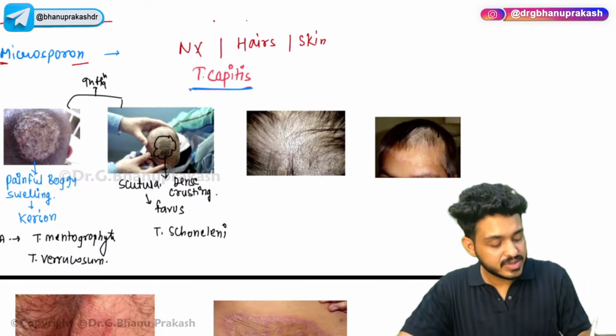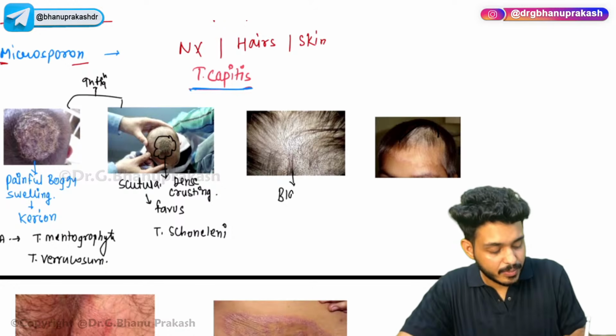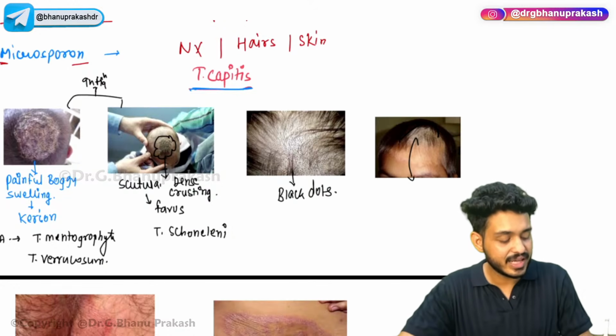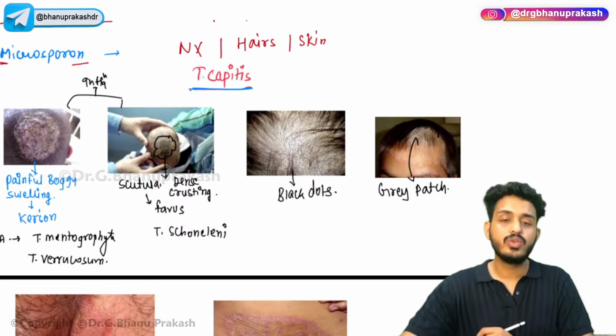Okay, then comes this one. This is your black dot. Can you appreciate these black dots? So these are your black dots. This is non-inflammatory, and then we are having gray patch. So this is also non-inflammatory.